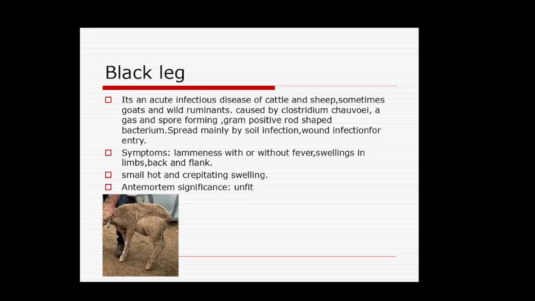Now we have blackleg. Blackleg is caused by Clostridium chauvoei. It is a gas and spore forming, gram-positive, rod-shaped bacterium spread mainly by soil infection, wound infection, and ingestion. Symptoms are lameness with or without fever, swellings in the limbs, back and flank, small, hot and crepitating swelling, and the antemortem significance is unfit.